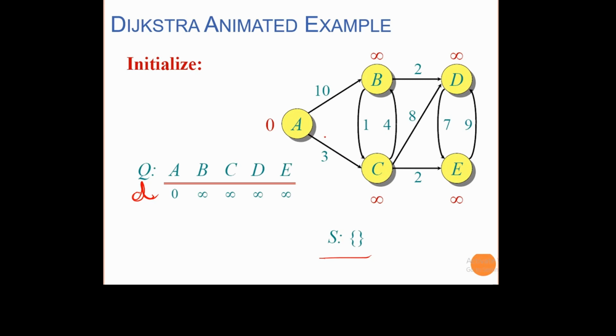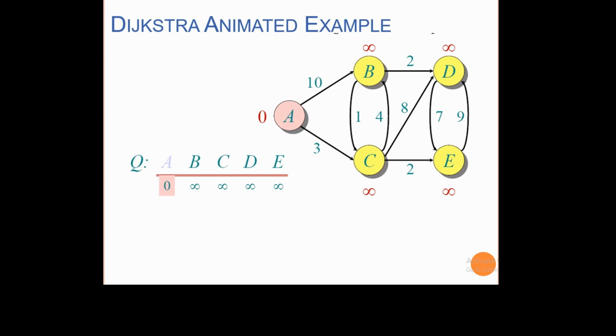सो व्हाट वी विल डू, वी विल पुट सिंपली ऑल ऑफ दीज वर्टिसेस इनटू द क्यू. आफ्टर दैट जस्ट फेच अ वर्टेक्स विद द मिनिमम डिस्टेंस वैल्यू. Initially, the source is with the minimum distance value. So it will be fetched from here, A.